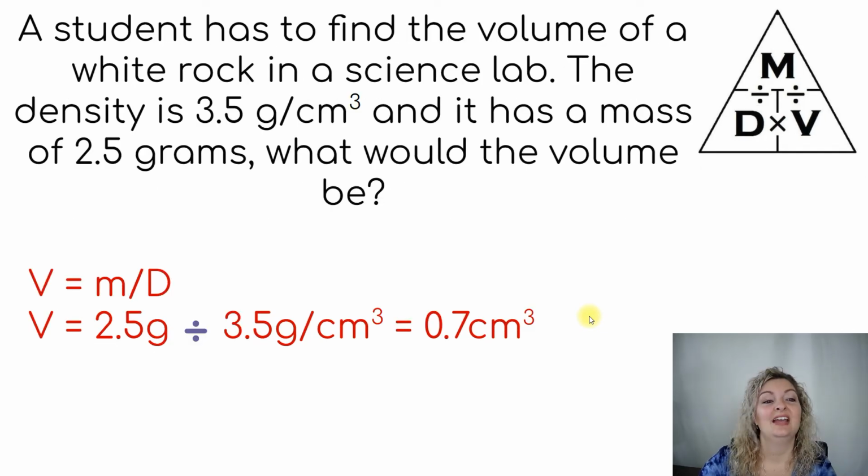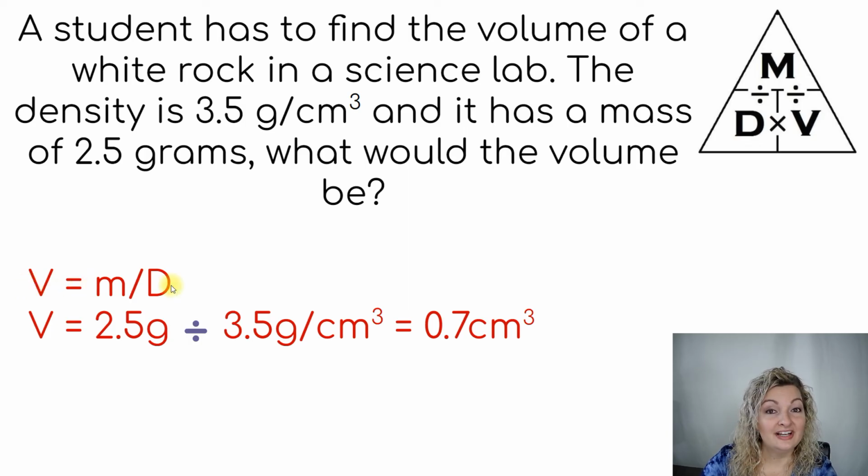Let's try one more. A student has to find the volume of a white rock in a science lab. The density is 3.5 grams per cubic centimeter, and it has a mass of 2.5 grams. What would the volume be? This time we're solving for volume. Go up to our triangle. We're going to cover up our V, and we're going to end up having to do mass divided by density. So I wrote that in our equation.